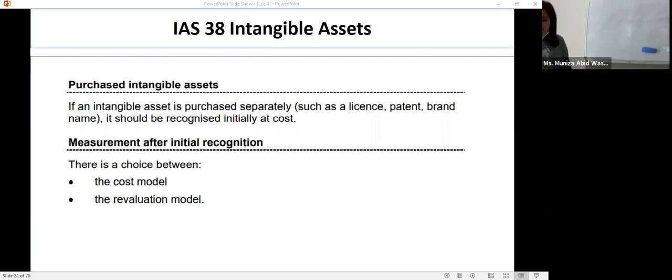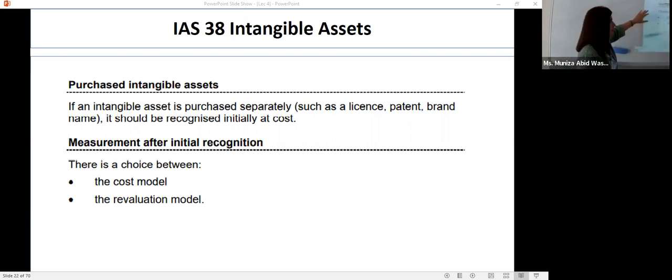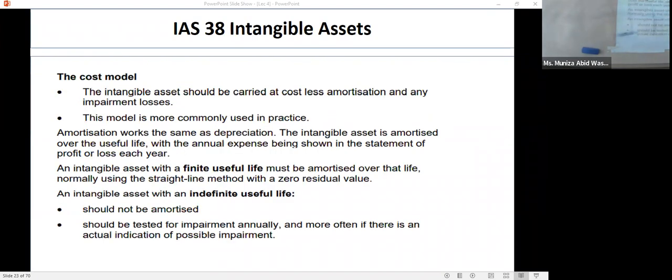Measurement after initial recognition. As I told you, after initial recognition, we have two models which we can adopt, either a cost model or the revaluation model, also known as the fair value model. Now they say about the cost model. I have elaborated already. How do we recognize an asset at its cost? It's cost minus accumulated depreciation minus any kind of impairment losses. Now let's see what your book says about it. The cost model: the intangible asset should be carried at cost less amortization and any impairment losses. The model is more commonly used in practice.